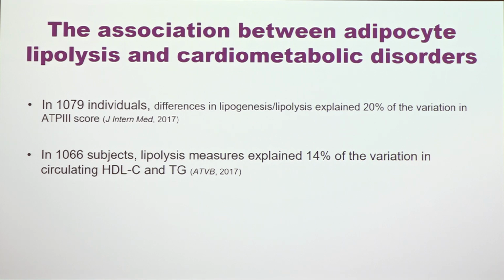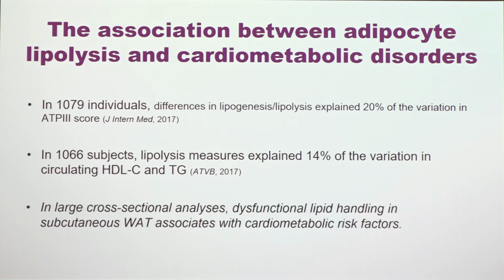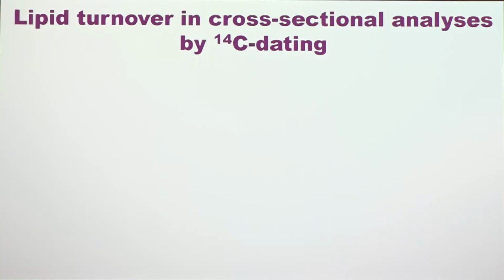So again, fat tissue contributes to some extent to important cardiometabolic risk factors. Our take on that was that in large cross-sectional analyses, dysfunctional lipid handling in subcutaneous adipose tissue associates with cardiometabolic risk factors. Now the problem with this is that these are only correlations, and you can't say anything about causation. So another thing we've done, in order to understand the causality of disturbances in lipid turnover, is to do carbon-14 dating.